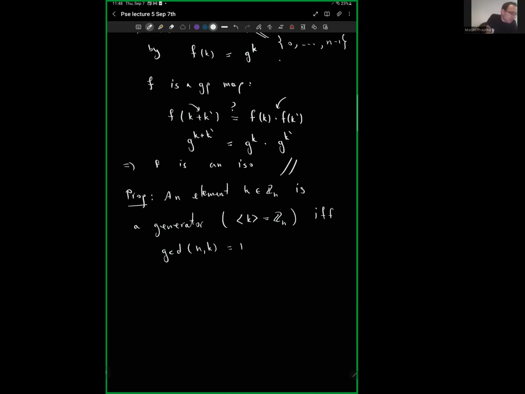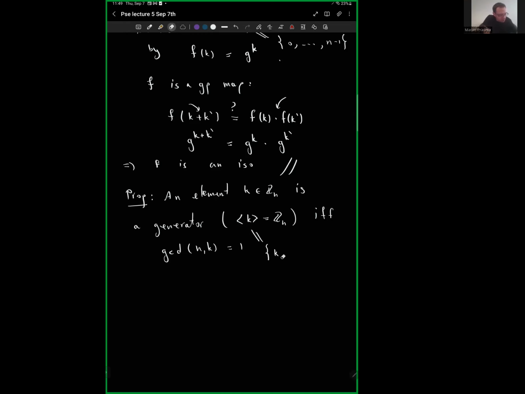Okay, GCD, the greatest common divisor, is the maximal positive integer that divides both n and k. So this means that there's no other element in integers modulo n that divides n. So basically, in order to be a generator, this number multiplied by itself needs to produce all of the elements of integers modulo n, right? Not multiplied, but added, because... Added. Okay, yeah, added. Sorry, my bad.